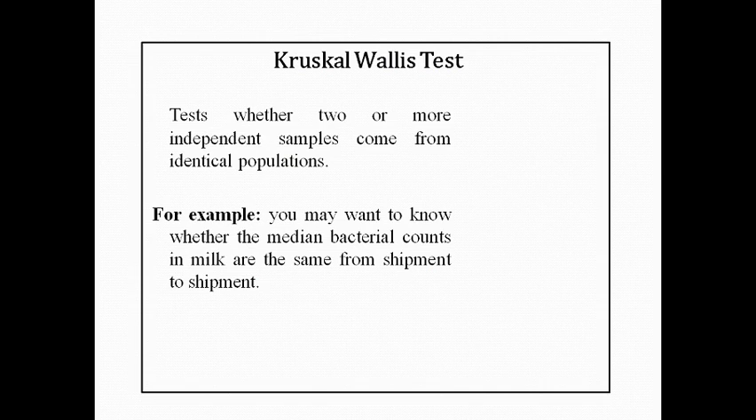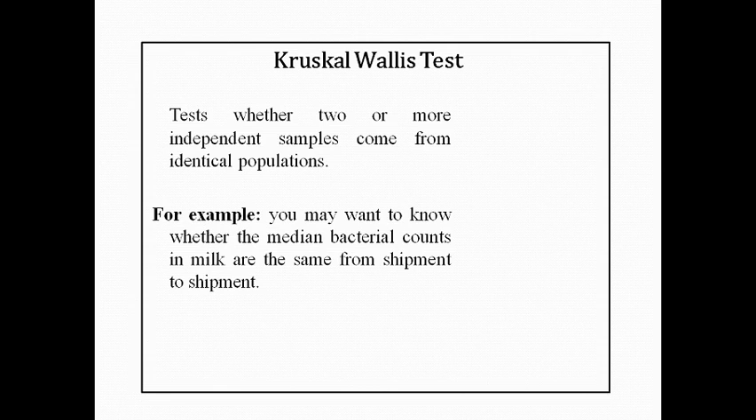Okay, so friends, the next test is the Kruskal-Wallis test. This Wilcoxon signed rank test is just the alternative for the t-test, the parametric test, and this Kruskal-Wallis test is a very important test in statistics, because this test is the alternative for the ANOVA test, analysis of variance.